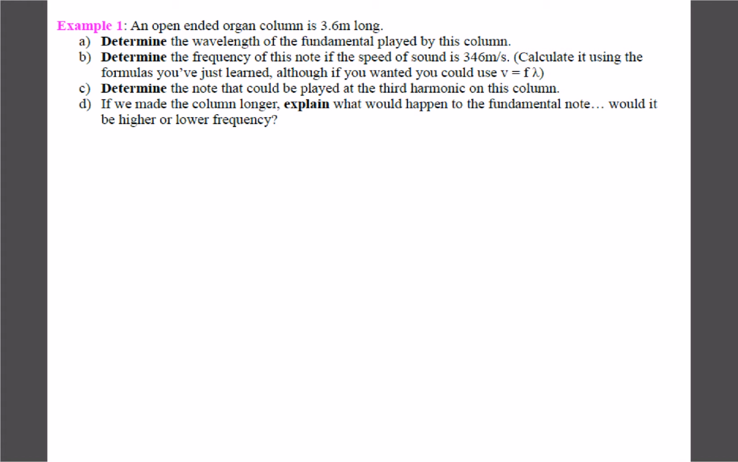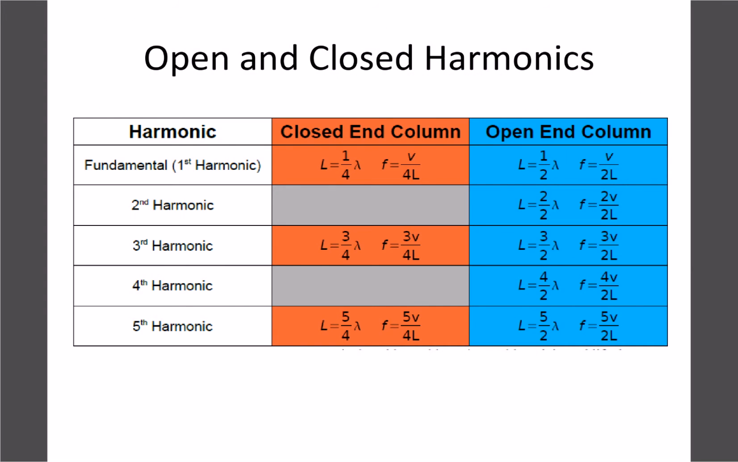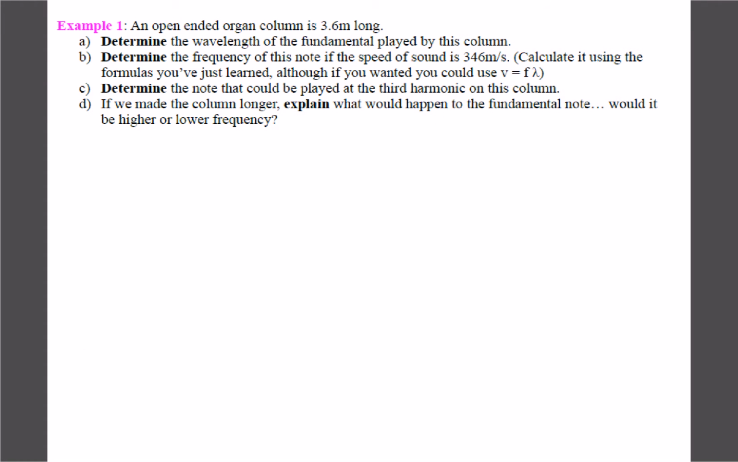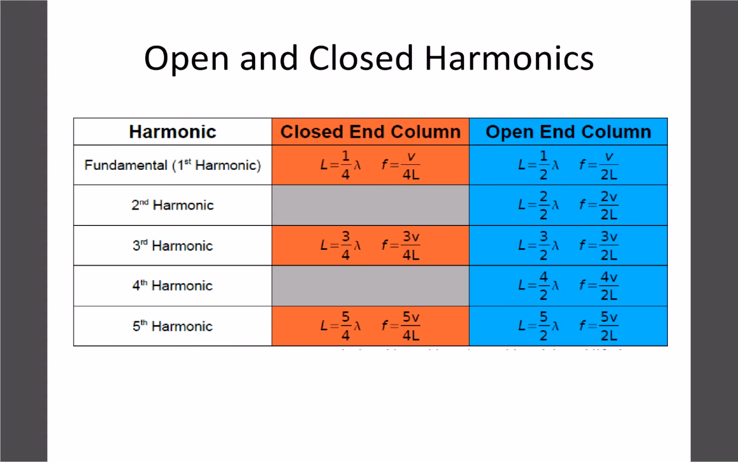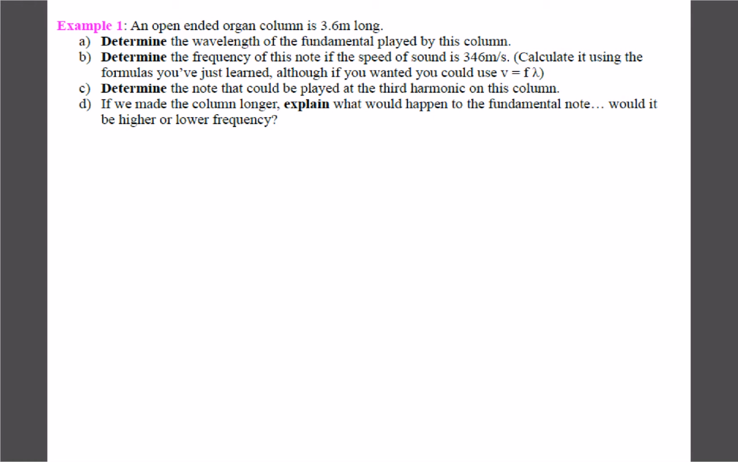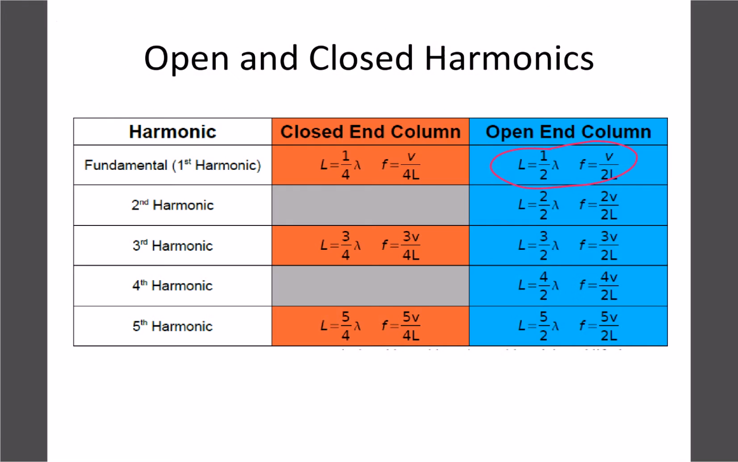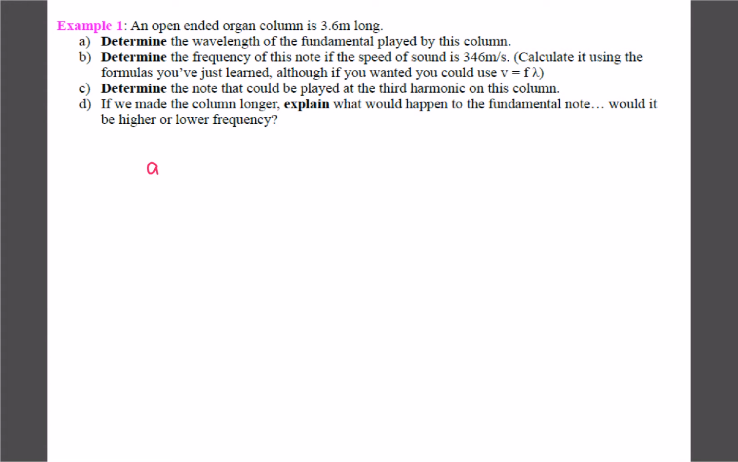So let's look at this one. We have an open-ended pipe that's 3.6 meters long. The first question is find the wavelength of the fundamental column. So we have an open-ended pipe, and we want the fundamental. So for open, we use f equals V over 2L. So it's asking for wavelength. Oops, we don't want that formula, we want the other one. It's asking for wavelength, so that would be L equals a half wavelength.